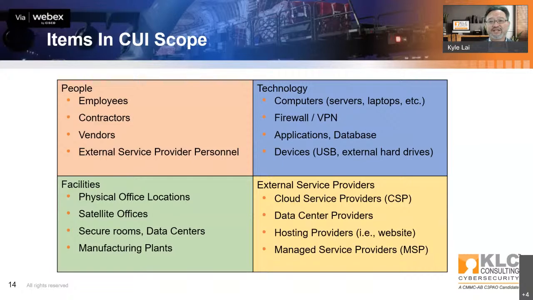And your external service providers, and these could be the cloud service providers. They could be your infrastructure or platform as a service, software as a service, or just your data hosting service or your web hosting, if you have some sensitive information that's hosted in your web hosting service providers. So these are the different components you want to take into consideration.